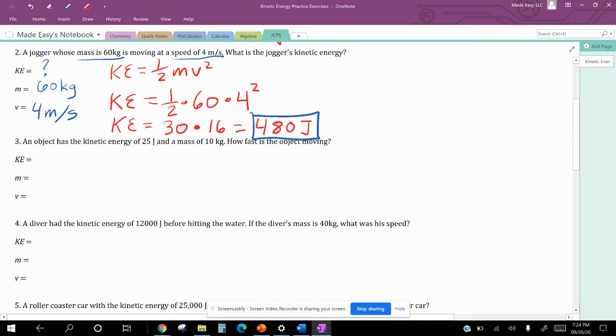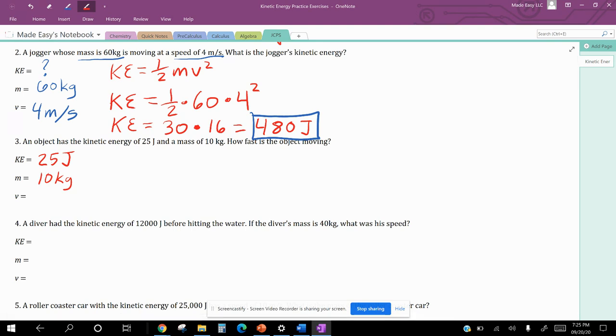Okay, next. This one, we are going to be calculating something different. Okay, this is going to be the most challenging version of this problem. So once you get this under wraps, you are set. So an object has the kinetic energy of 25 joules and a mass of 10 kilograms. How fast is the object moving? Well, they told us that the kinetic energy is 25 joules, so KE equals 25 joules. All right, and it says it has a mass of 10 kilograms. These problems tell you what to put in for these things, okay? You just got to read.